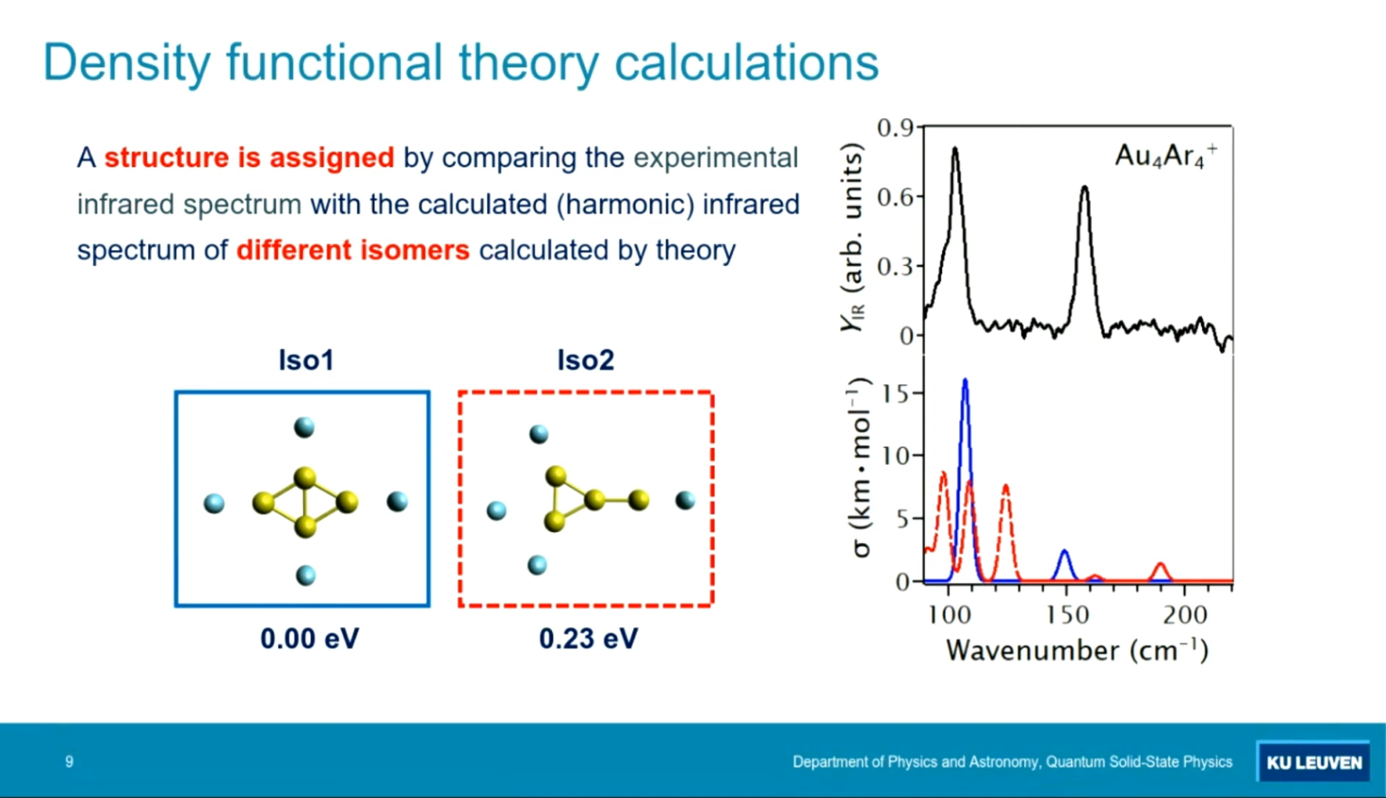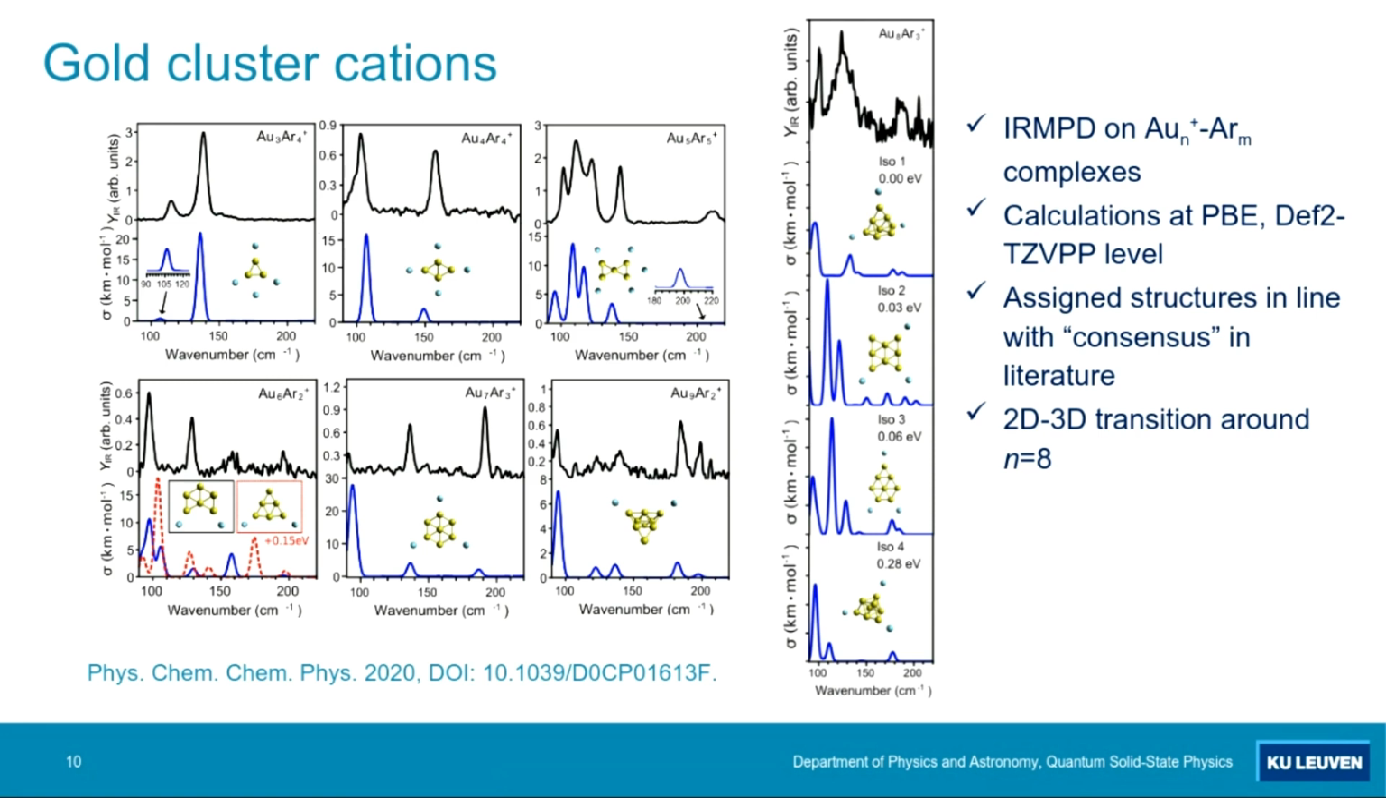So now I can show you a few results of the calculations I did on my stay in London. So the experiments were done in 2 shifts at the free electron laser in Nijmegen, one 2 years ago and one a year ago. This is a work recently published by PCCP, where we studied the structures of small gold clusters.